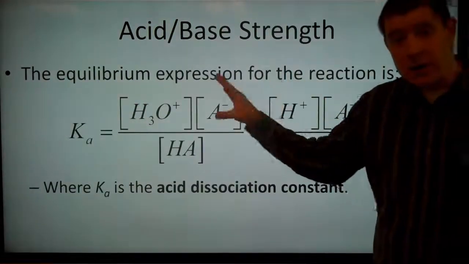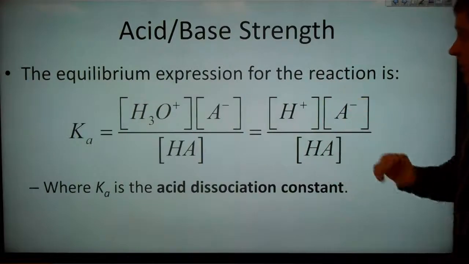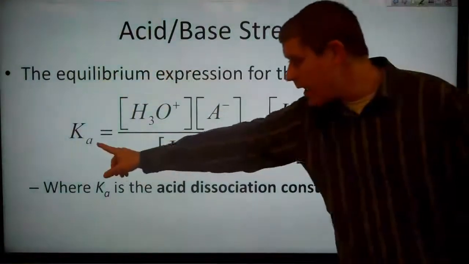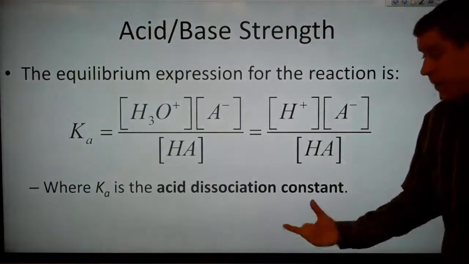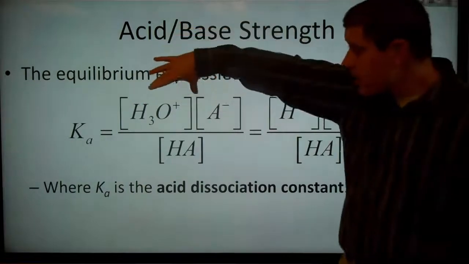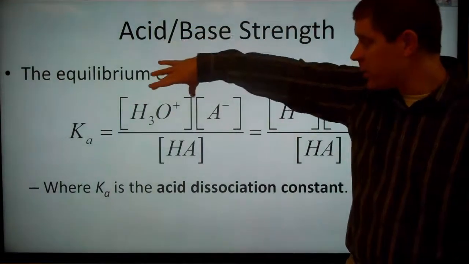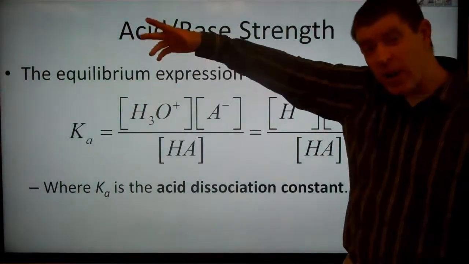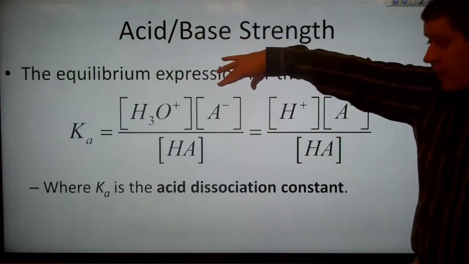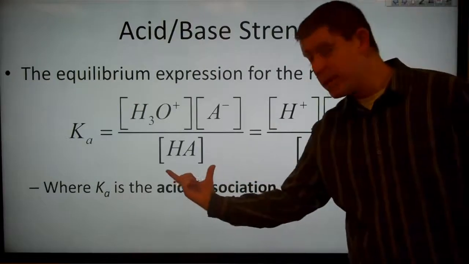So, because this is an equilibrium, we can write an equilibrium expression for our reaction. We can write Ka, the A there, or Ka stands for the acid dissociation constant. So Ka is equal to H3O plus, or H plus, times concentration of A minus divided by the concentration of HA.